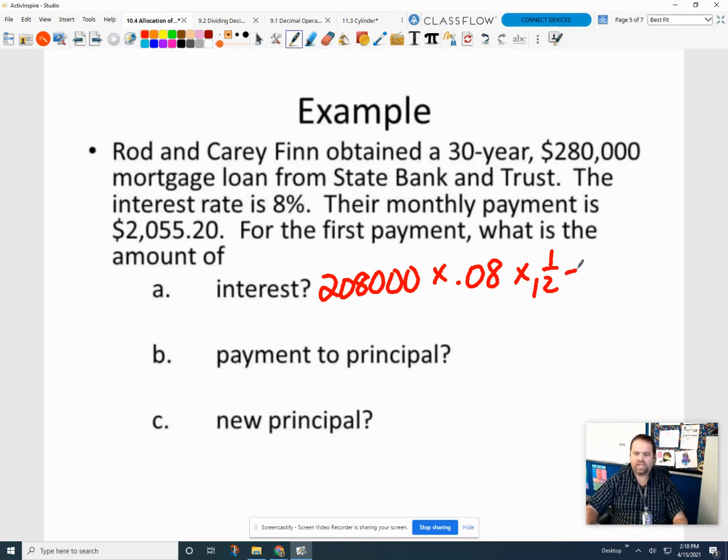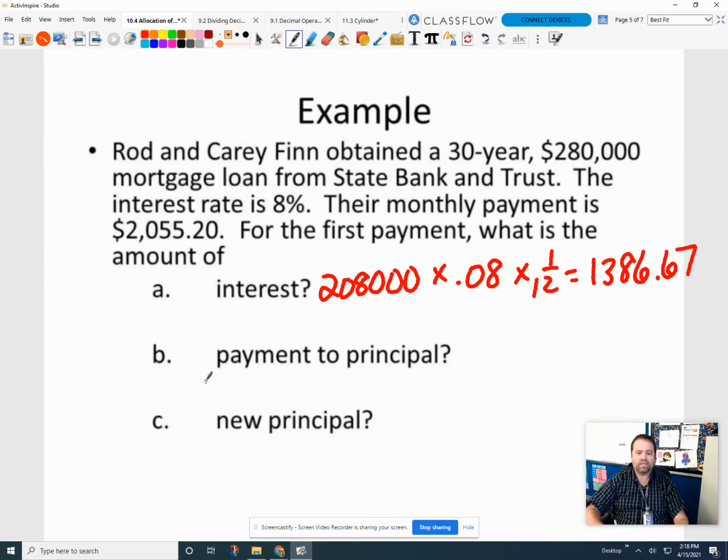Our interest is $1,386.67 when you round. Okay, that is the interest. Now remember, I said part of your payment goes towards the bank for the interest, part of your payment goes towards the bank for the principal.